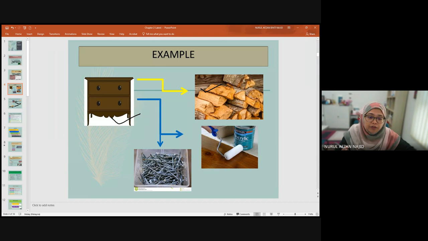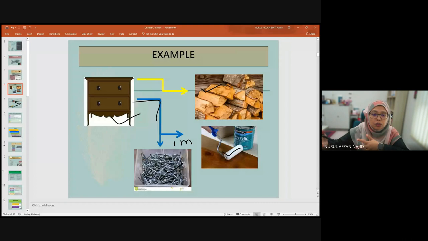Okay, perabot kayu. And the blue line is the indirect material. Cat, paku. Kenapa kita kata paku itu adalah indirect material? Sebab dia boleh ditukarkan kepada benda lain. Kalau kita tak guna paku, kita guna gam. Mungkin juga furniture tu tak perlu paku pun, dia just sambung-sambungkan saja menggunakan screw and so on.